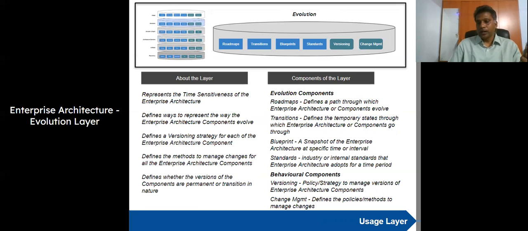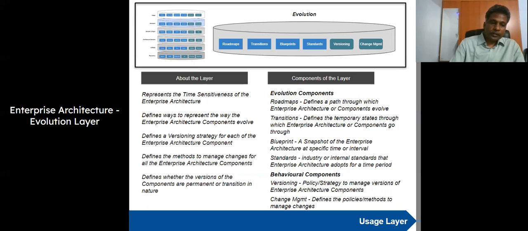So this is where, if an organization is following TOGAF, how are we going to tune the TOGAF architecture development method, or the ADM, for your organization? This is where we define the process of managing the architecture components. So this is an important layer, an important set of decisions we need to make.